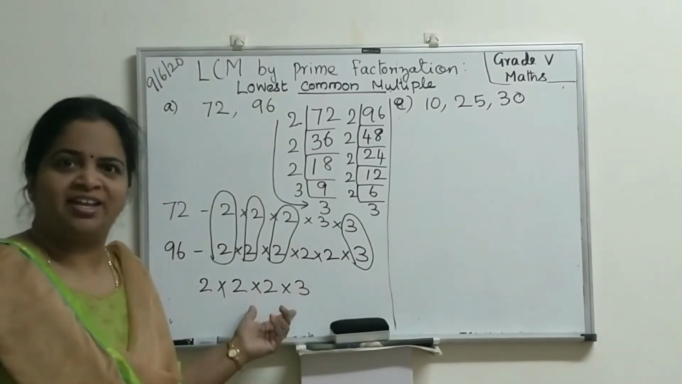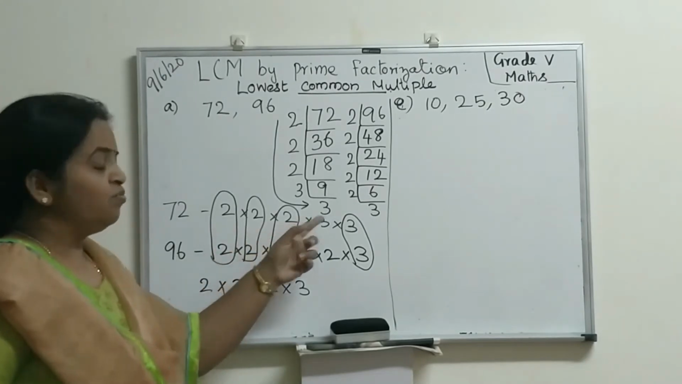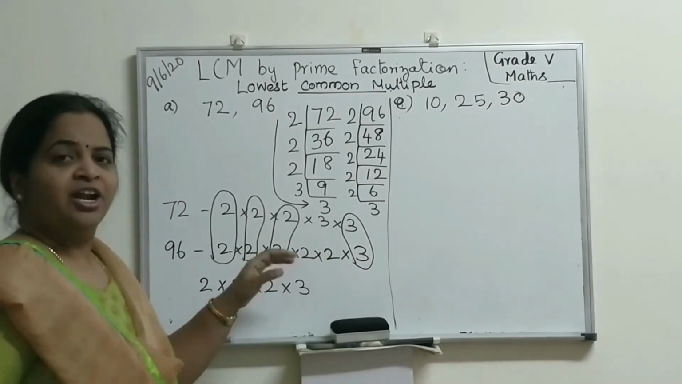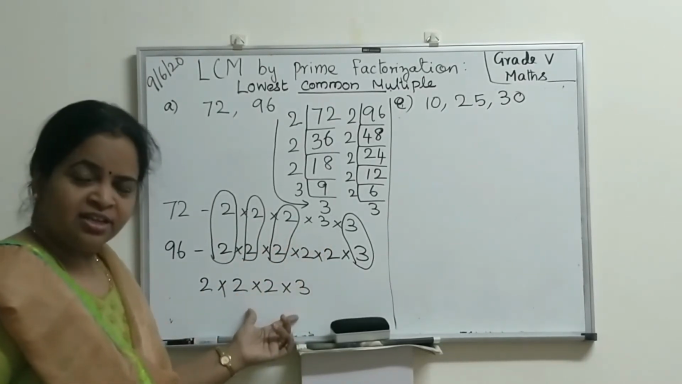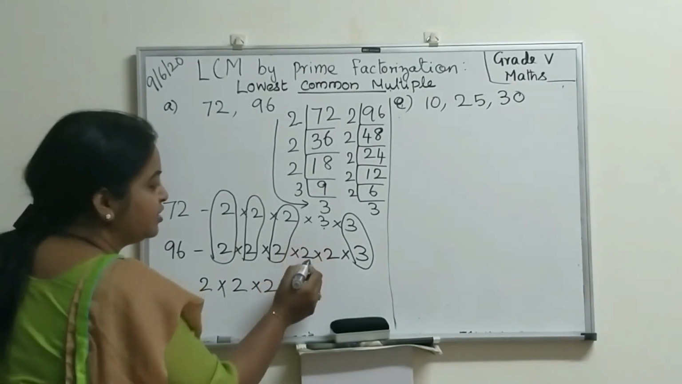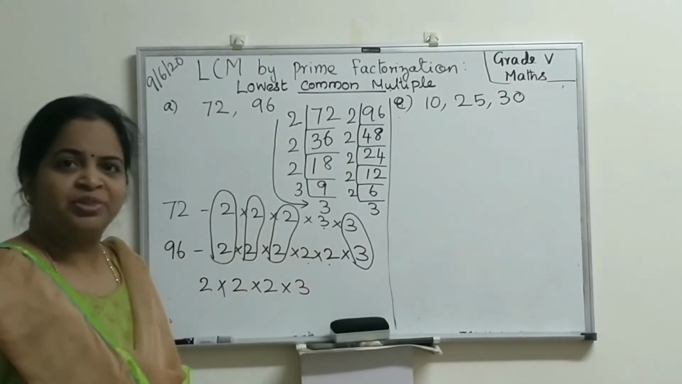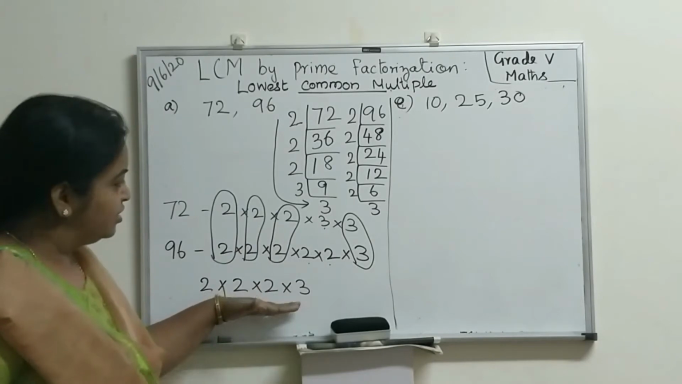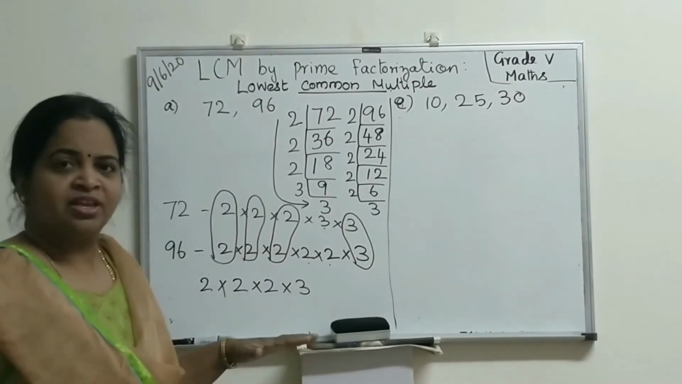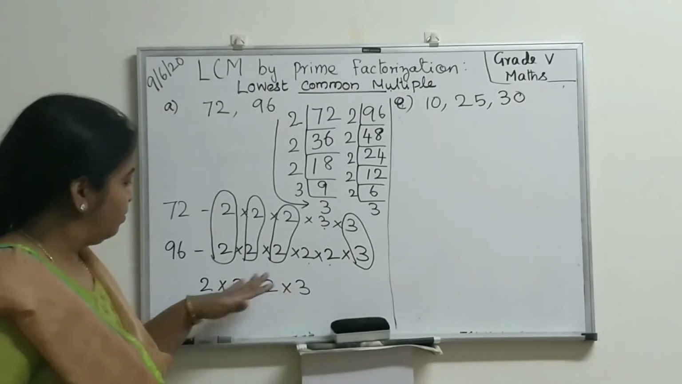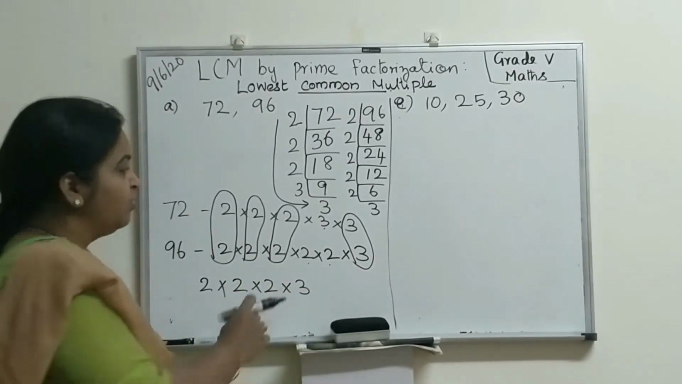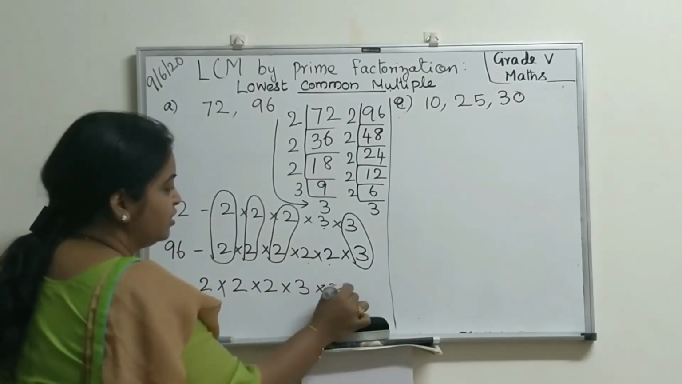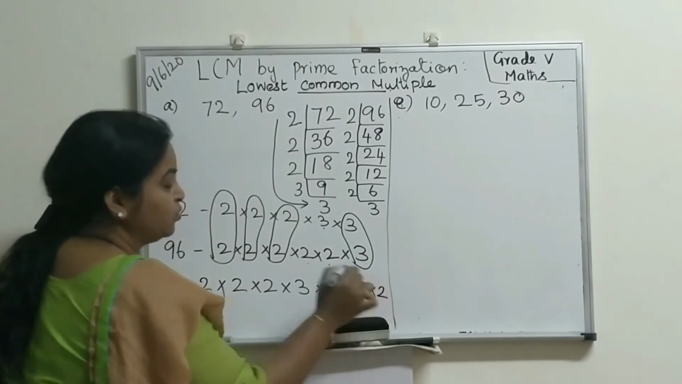For HCF we did like this. Do you remember? Which one is common? We take one from the factors. For LCM we will do like this. Then we are going to take these 3 left out numbers also. Okay, that is the difference between HCF and LCM. The method is the same till here. For HCF, we will multiply and give the answer. But for LCM, we have to take these 3 left out numbers also. So I will write 3 into 2 into 2.